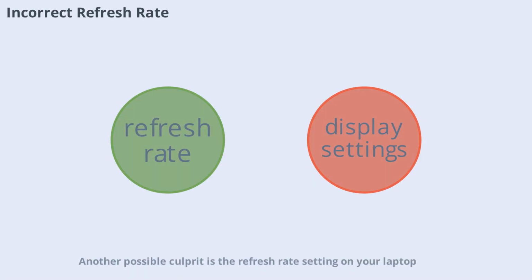Another possible culprit is the refresh rate setting on your laptop. If the refresh rate is set incorrectly, your screen may flicker or display lines. This is especially common if you've recently changed display settings or connected your laptop to a different monitor. The refresh rate determines how often your screen updates per second, and most laptops work best at 60 Hz. Setting the wrong rate can cause instability and visual glitches.